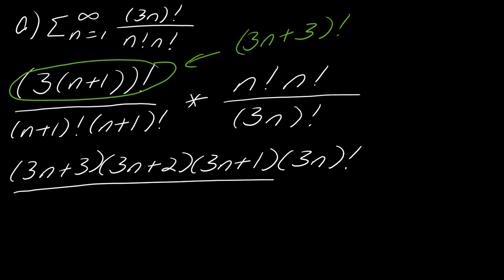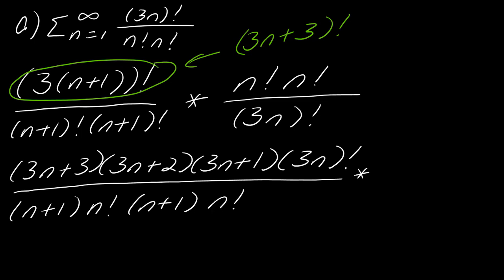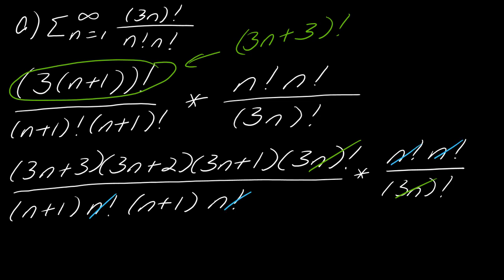And then down here, I'm going to write out n plus 1 times n factorial, and then n plus 1 times n factorial. So now I've got all that times this other term. You can see why I expand everything out in the way that I did. It's strategic because now these 3n factorials cancel out, and these n factorials all cancel out. And so now I can go a step further with this.